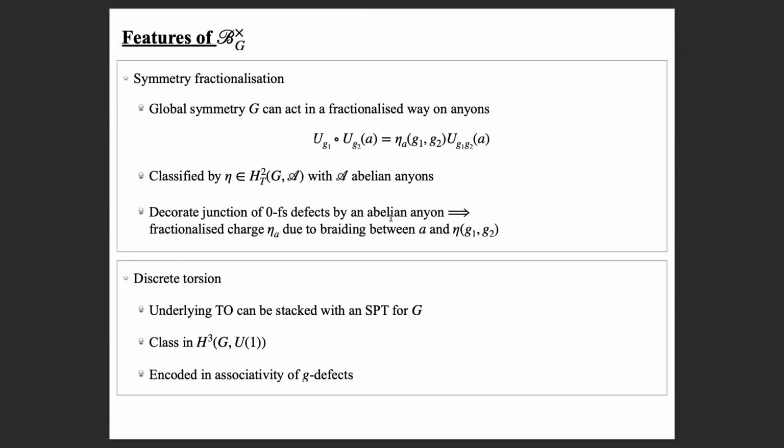And then we have discrete torsion. This is physically just stacking your topological order with an SPT for your global symmetry G. This is captured by this cohomology class in H3(G, U(1)), and it is encoded in the associativity of the G-twisted sectors.